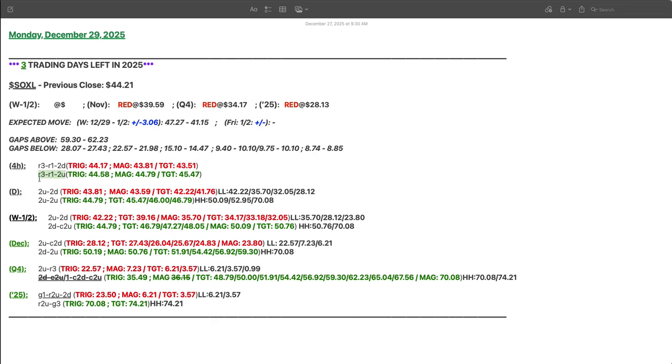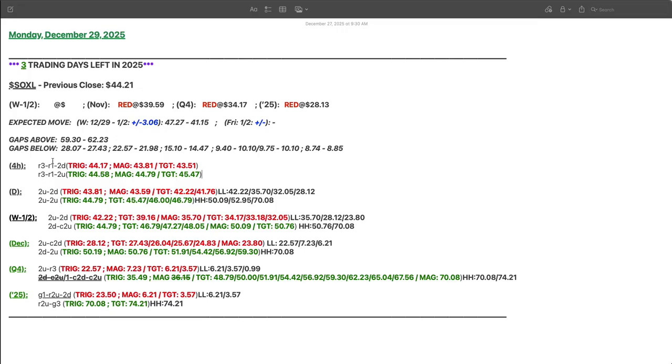For the upside, we would have a 3-1-2 up continuation, triggering at 44.58, magnitude of 44.79. So again, not a lot of magnitude there, and we've got an extended target of 45.47, which we talked about was the 78.6 fib of that November 2025 price action.